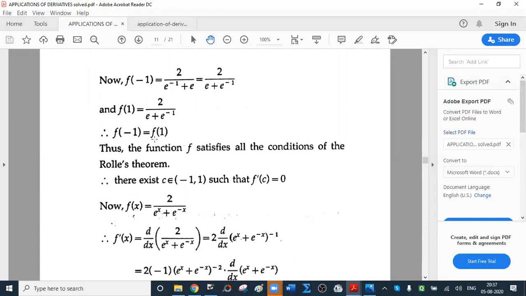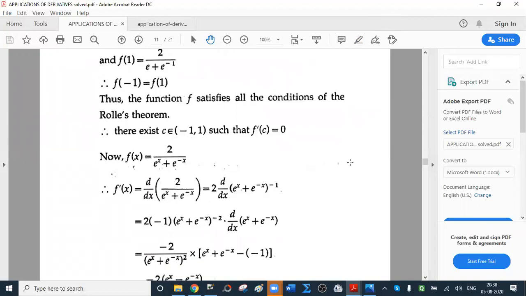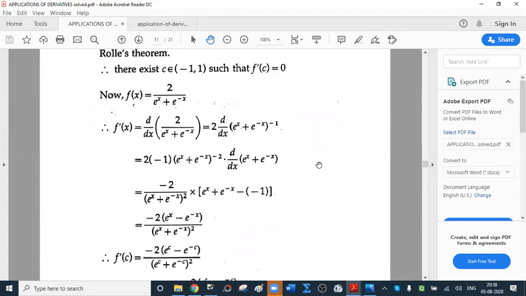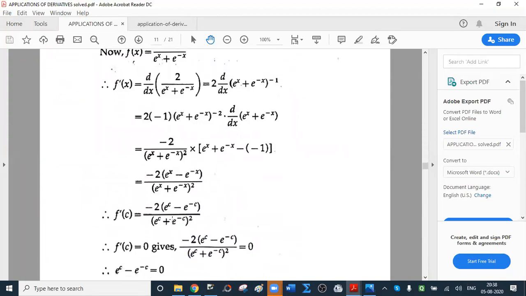What is f of 1? Same as f of minus 1, f of 1 is the same. The function satisfies all the conditions of Rolle's theorem. So there exists at least one c belonging to the open interval minus 1, 1, such that f dash of c equal to 0. Now we have to find the derivative of the function. f of x is 2 upon e raised to x plus e raised to minus x. You know how to find the derivative. On simplification, we get this as the derivative of the function. You can read this part later on. So what is f dash of c? Replace every x by c. But f dash of c should be 0.